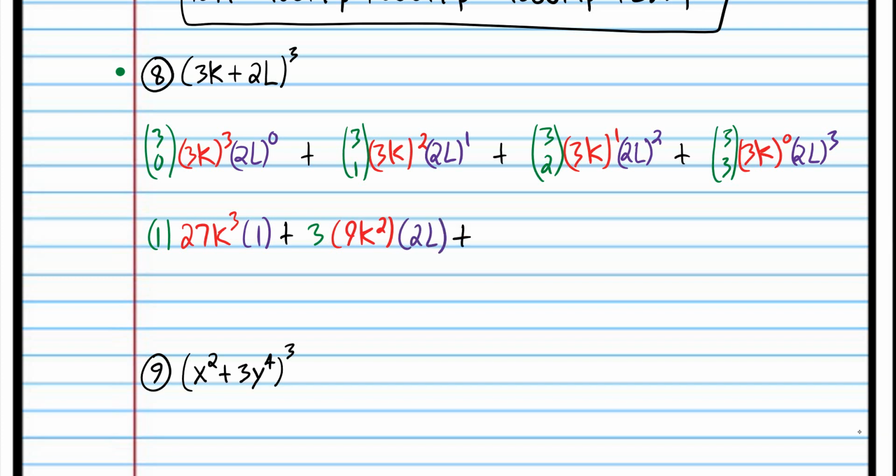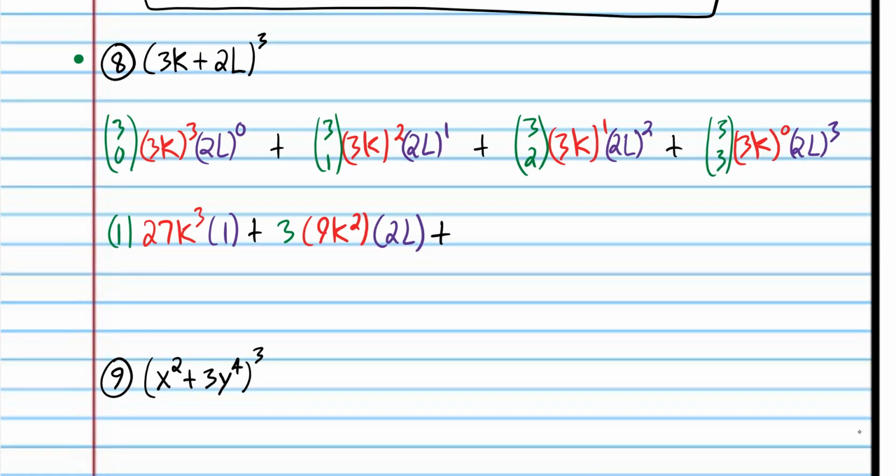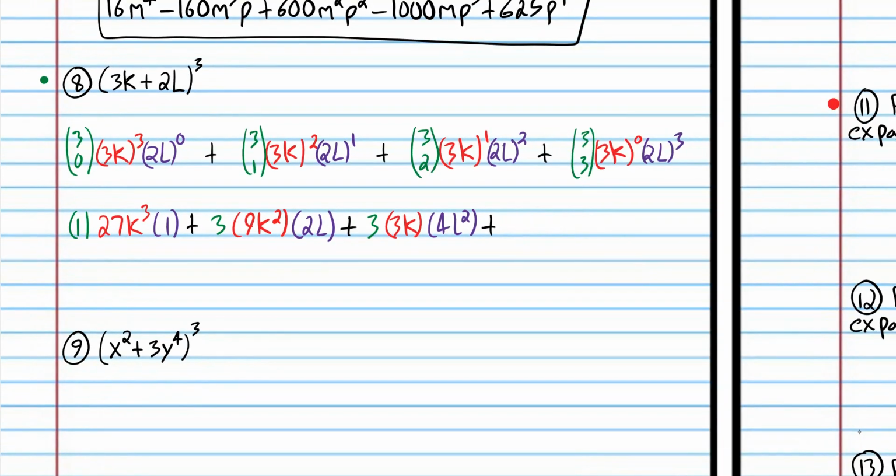And how many ways can we choose 2 things out of 3 things? That's going to be 3. 3k to the first power is 3k. 2l to the second power is 4l squared. And how many ways can we choose 3 things out of 3 things? It's going to be 1. And 3k to the 0 power is 1. And 2l to the third power is 8l cubed.